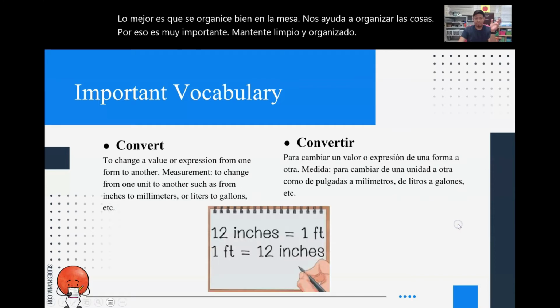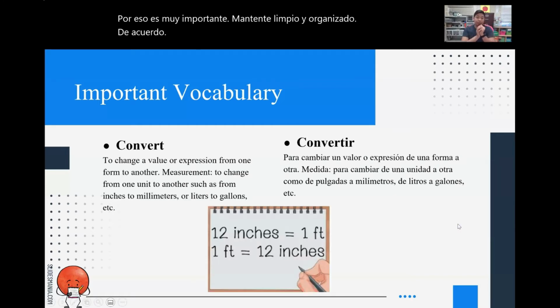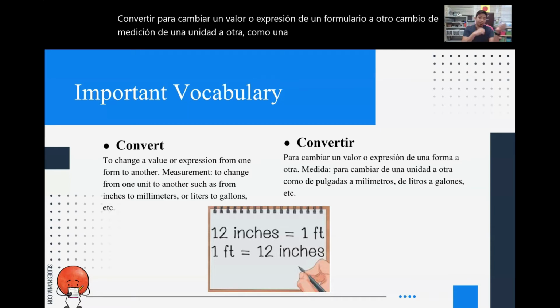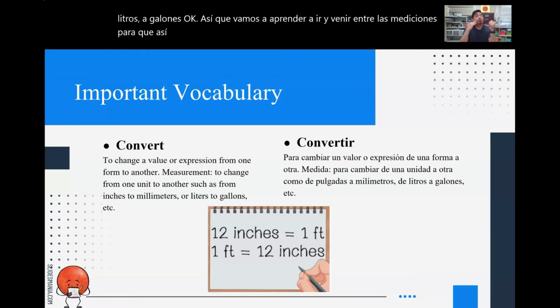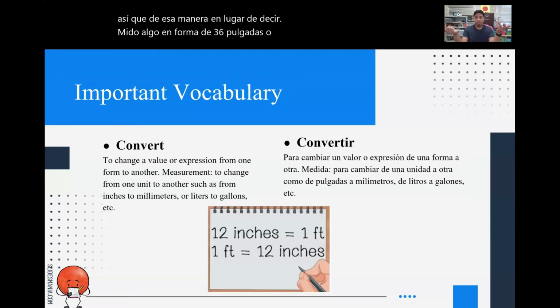Okay. Convert, to change a value or expression from one form to another. Measurement, to change from one unit to another, such as inches to millimeters or liters to gallons, okay? So we're gonna learn how to go back and forth between measurements, so that way, instead of saying, oh, I measure something and it's 36 inches, you can say the easier form to read, oh, 3 yards, you know.